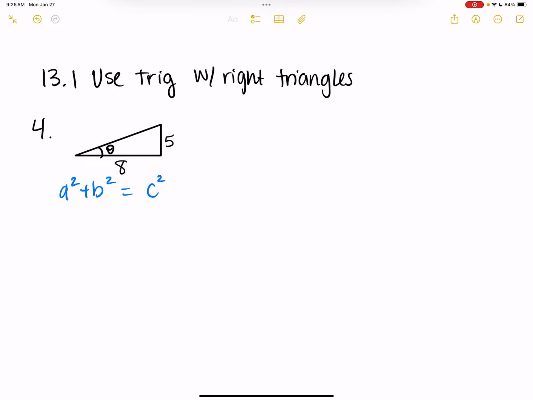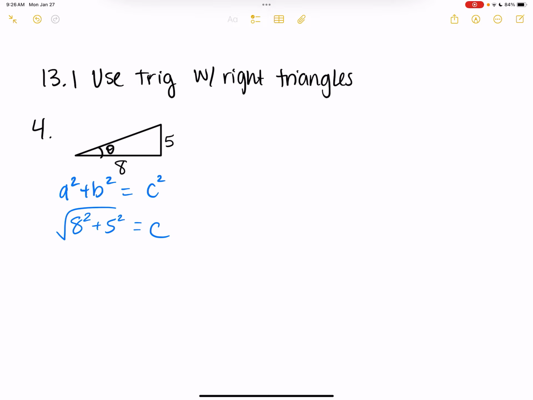All right, so I probably will not write the Pythagorean theorem every time. I'm going to assume that you know that. Now, the side that I'm trying to find is C, in this case, the hypotenuse. So I'm going to have 8 squared plus 5 squared, and I'm going to just take the square root of that equals C. So that's the square root of 64 plus 25.